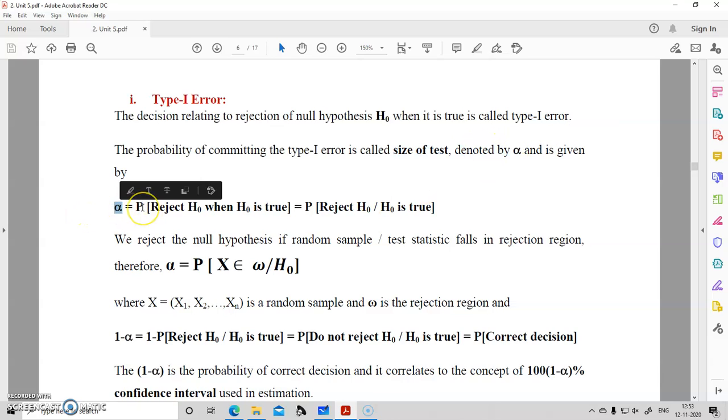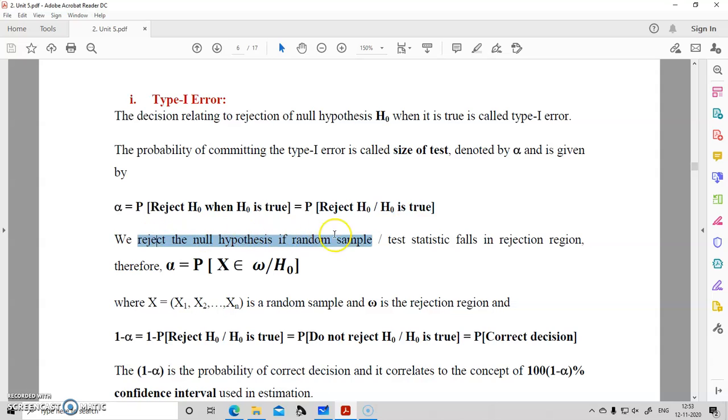This alpha is nothing but the probability of rejection of H naught when H naught is true. That is, probability of reject H naught when H naught is true. We can write the probability like this. We are going to reject H naught, but actually H naught is true. So this is known as the alpha error, or the size of the test.